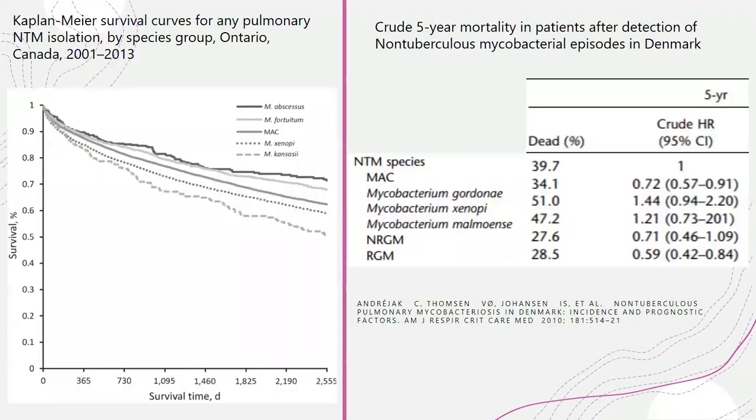I'll answer this with two graphs here. These are mortality studies in population-based studies from Denmark and Canada, respectively. You can see a 5-year mortality of 51% and 43%, respectively, for Denmark and Canada when infected with Mycobacterium xenopi. Compared to the other species, it definitely holds more gravity when you're infected with this species versus Mycobacterium avium complex or Mycobacterium abscessus, for example.